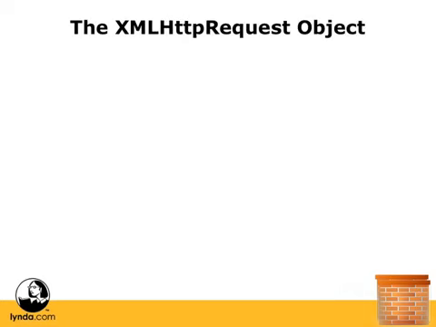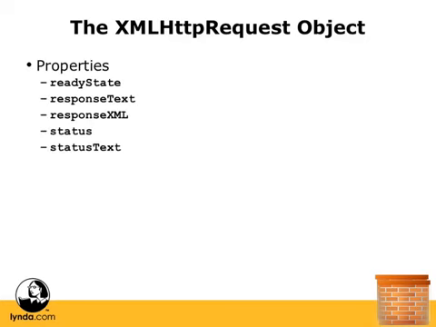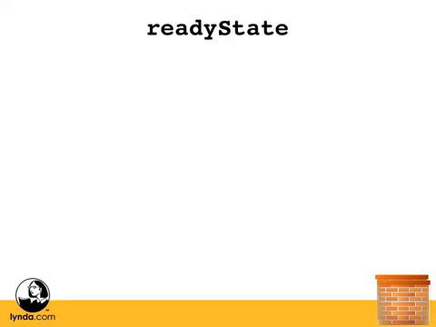Now, the XML HTTP request itself. It's JavaScript, so it's an object. Objects, as we know, contain properties. Here are the ones that XML HTTP request has. And we'll be covering these in much more detail over the next few lessons. Properties are ready state, response text, response XML, status, and status text. There's also an event handler called onReadyStateChange. The ready state property has several different statuses.